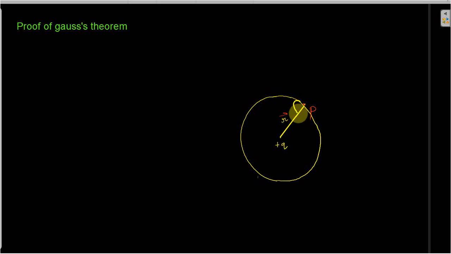So let us consider a very small area element of area. Let the area of this surface be ds. And we know for a closed body, we always draw the area vector outward from that closed body. So we will draw the area vector here, outward side of the body. So this is the area vector of ds.